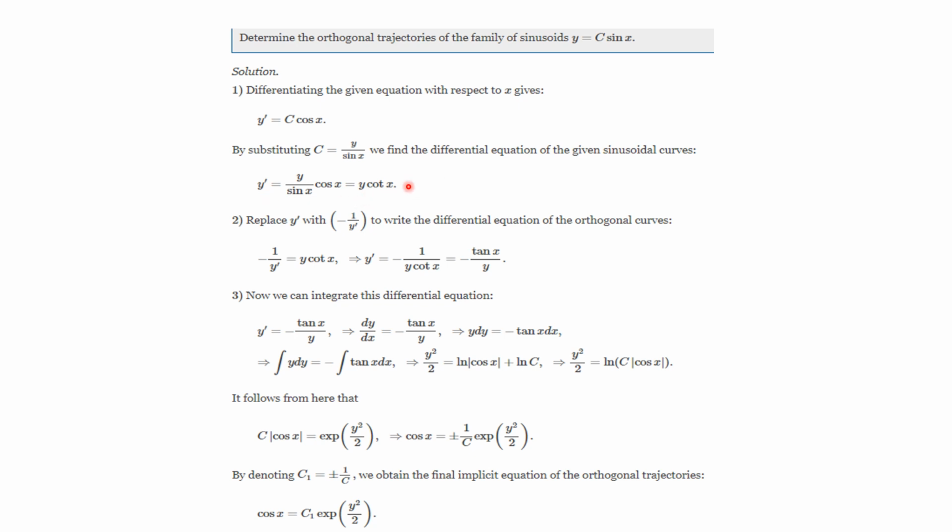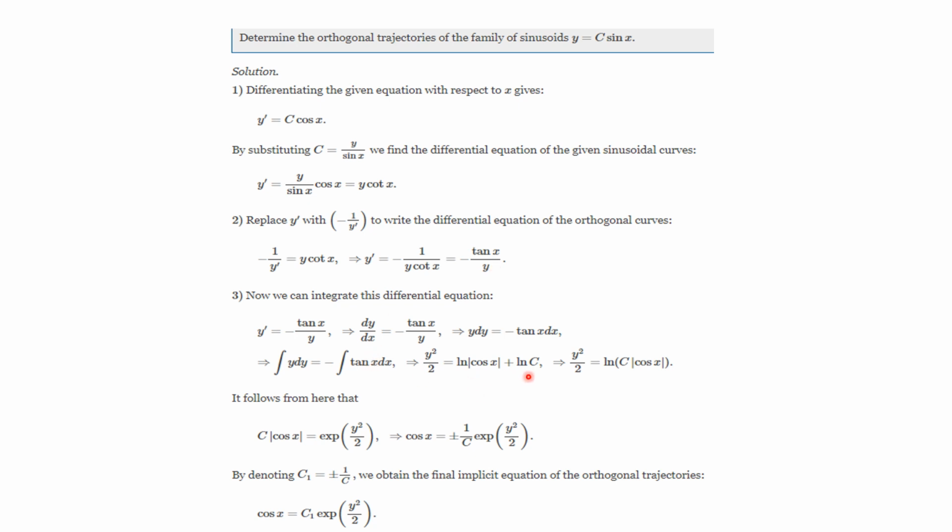Now this is the differential equation associated with our original family, but we want the differential equation associated with the orthogonal curves. So we're going to replace y prime with minus 1 over y prime. We're doing it here. And reorganizing things a bit, we end up with this differential equation to solve. y prime is equal to minus tangent of x over y.